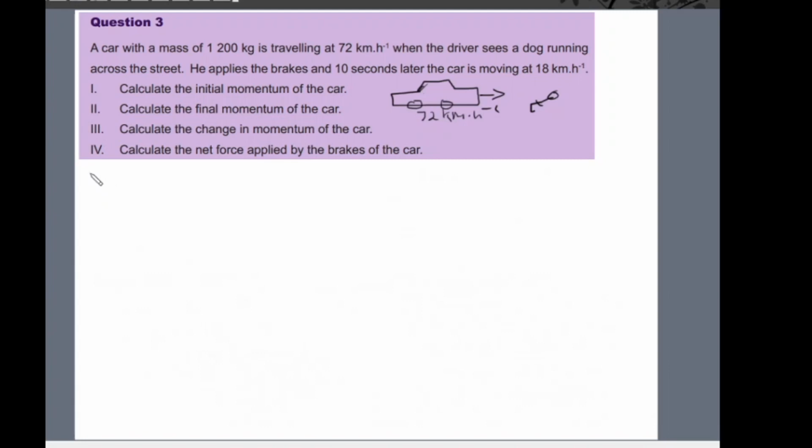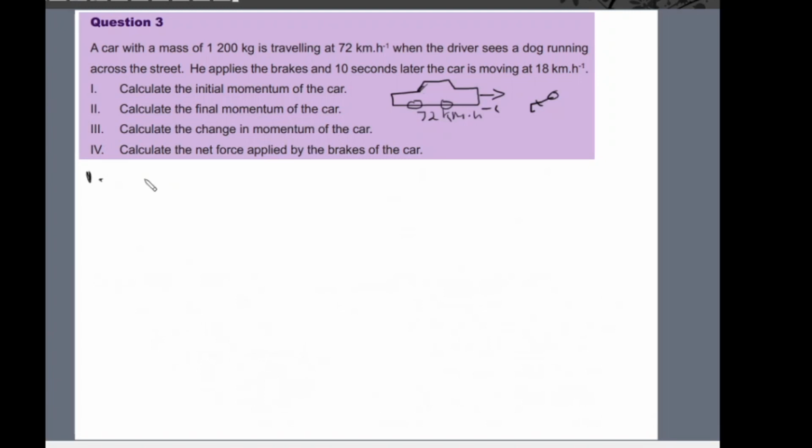Okay, so question 1: calculate the initial momentum of the car, right? Take note ukuthi velocity in our case, it's not in SI unit, it's in kilometers per hour. But then masebenza ama calculations wethu, we need velocity to be in meters per second. So first thing that we have to do is to convert those kilometers per hour to meters per second.